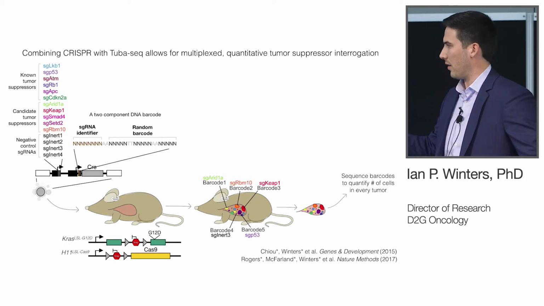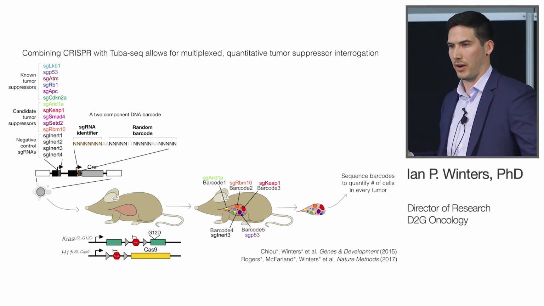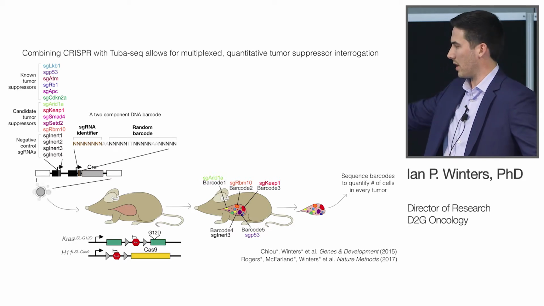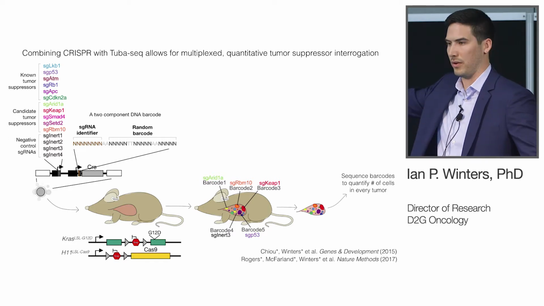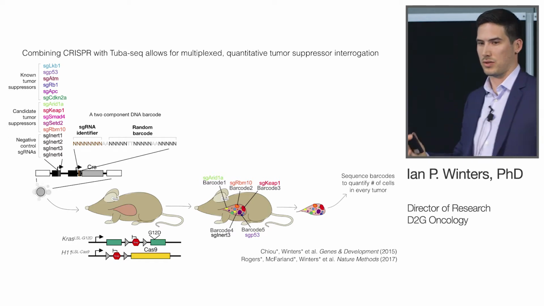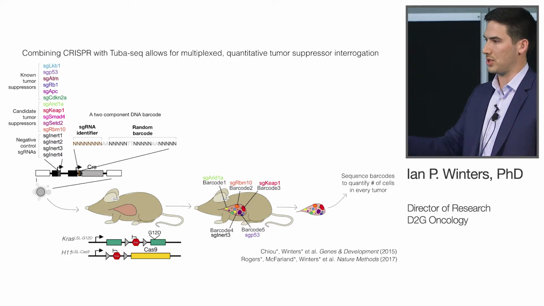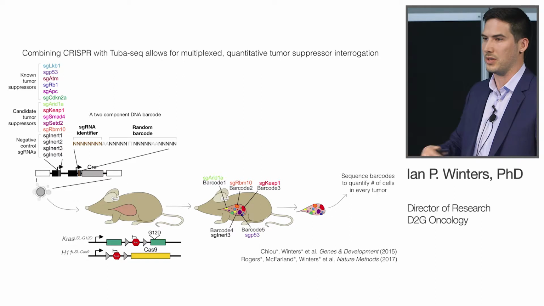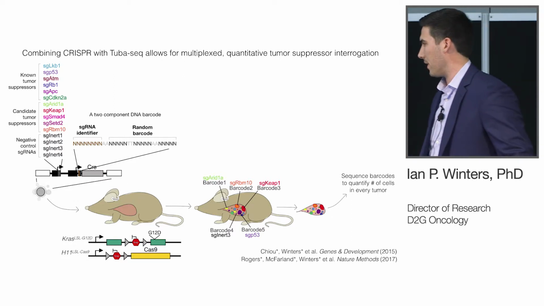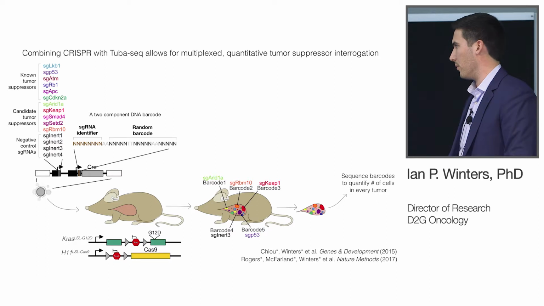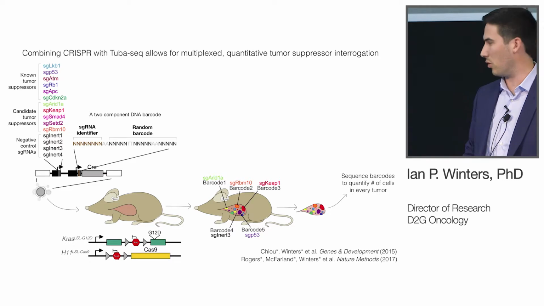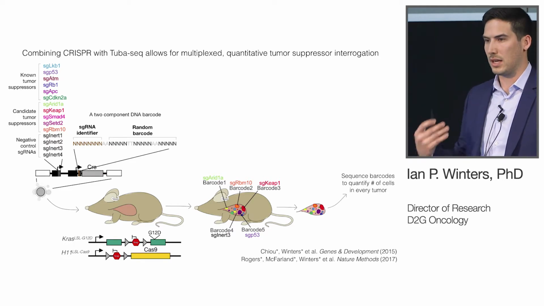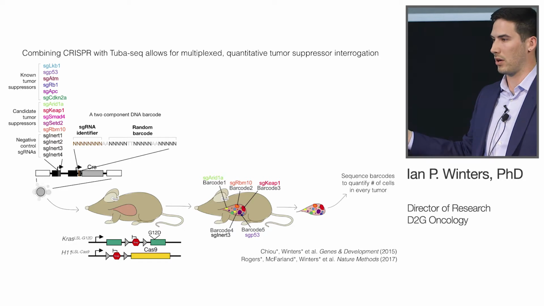And if you deliver a virus that has, in addition to this barcode and Cre recombinase, a pool of different guide RNAs, what you get is tumors that have oncogenic KRAS expressed plus inactivation of one of the genes in your library. So you're creating a double mutation where you have oncogenic KRAS, loss of P53, for example, or in a different tumor, loss of ATM. And this is all happening in the same mouse. In this case, we did an experiment where you can get 11 different flavors of tumors within a single mouse.